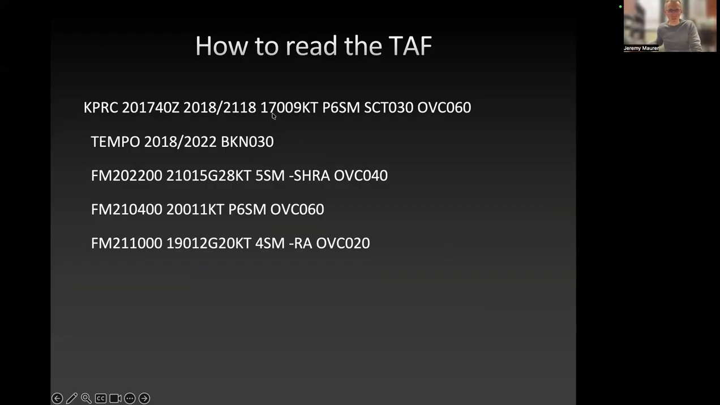Here's our initial conditions. Wind direction is 170 clockwise from north, 9 knots, greater than 6 statute miles visibility, scattered clouds at 3,000 feet, and then overcast. You see, we have 2 cloud levels in this case. There's scattered clouds at 3,000 feet, and then it's completely overcast at 6,000 feet.